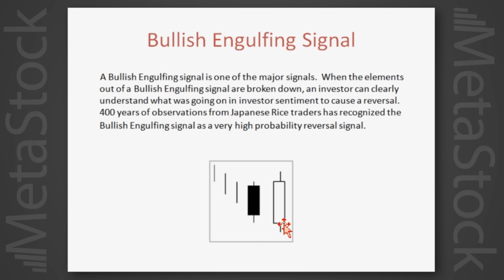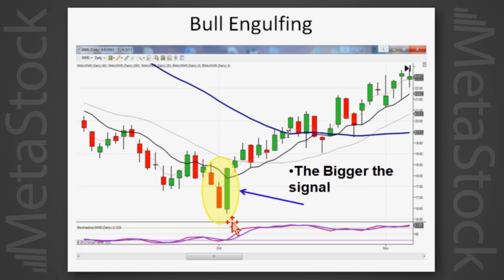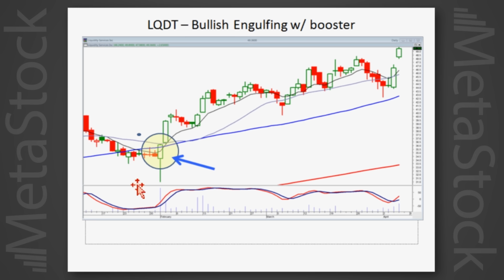The bullish engulfing signal. This white candle completely engulfs the black candle. Not necessarily the shadows, just the body. Remember, the important factor of candlestick analysis is where does it open and where does it close. Anytime you see a bullish engulfing signal, especially in the oversold area, it's time to buy. The bigger the signal, the more compelling there's been a change of investor sentiment. Yes, generation after generation. And this is what we call a bullish engulfing signal with a booster. Notice that they were selling this off and then they reversed it, get a bullish engulfing signal. It starts a very strong uptrend.